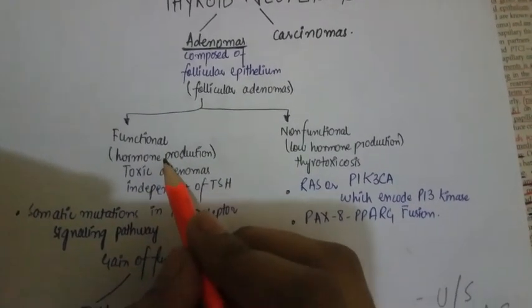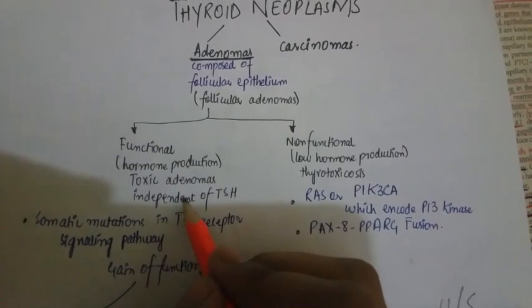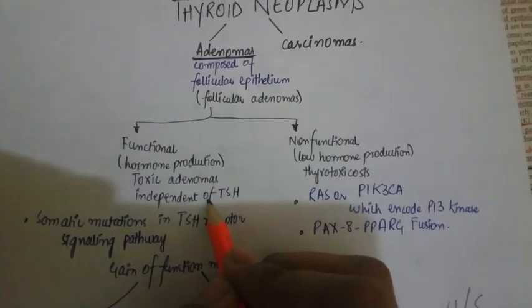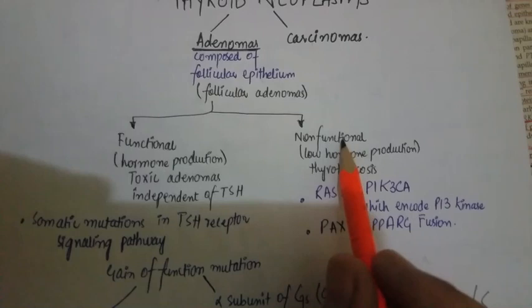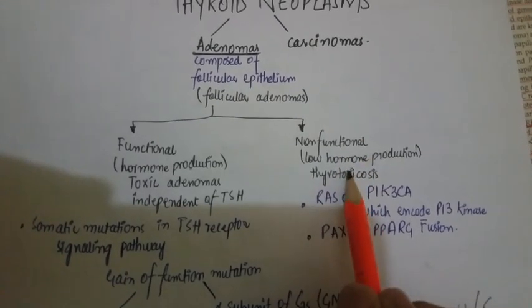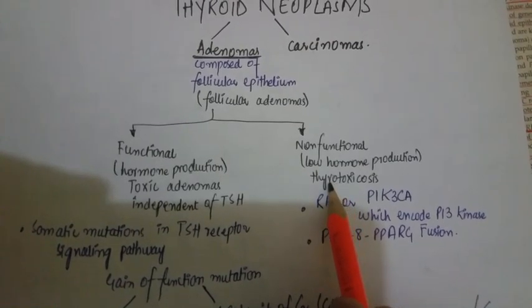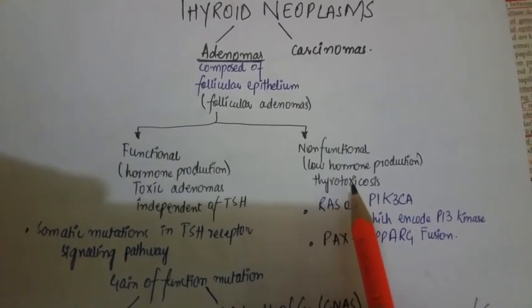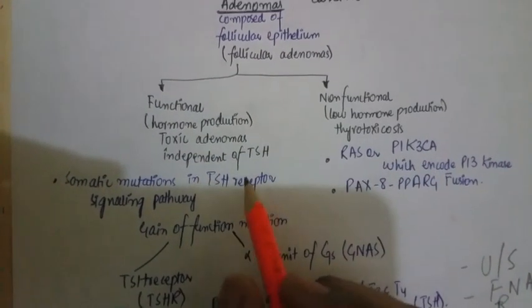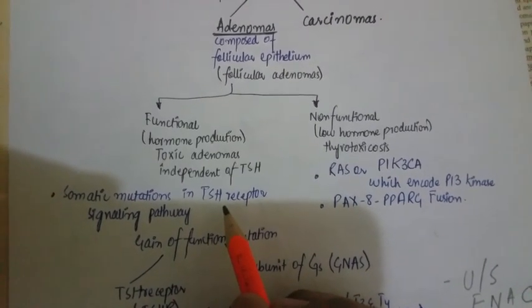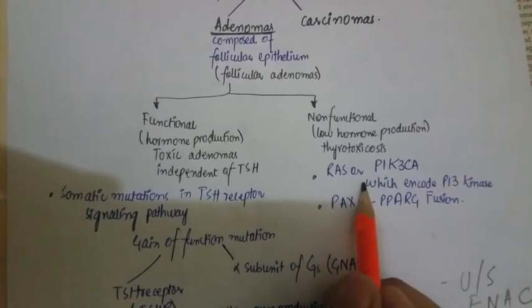But the hormonal production will be independent of TSH stimulation. And if I talk about the non-functional adenomas, there will be low hormonal production. The example of the non-functional thyroid adenomas is thyrotoxicosis. Now I am going to discuss the genetic mutations present in the functional adenomas and the non-functional adenomas.